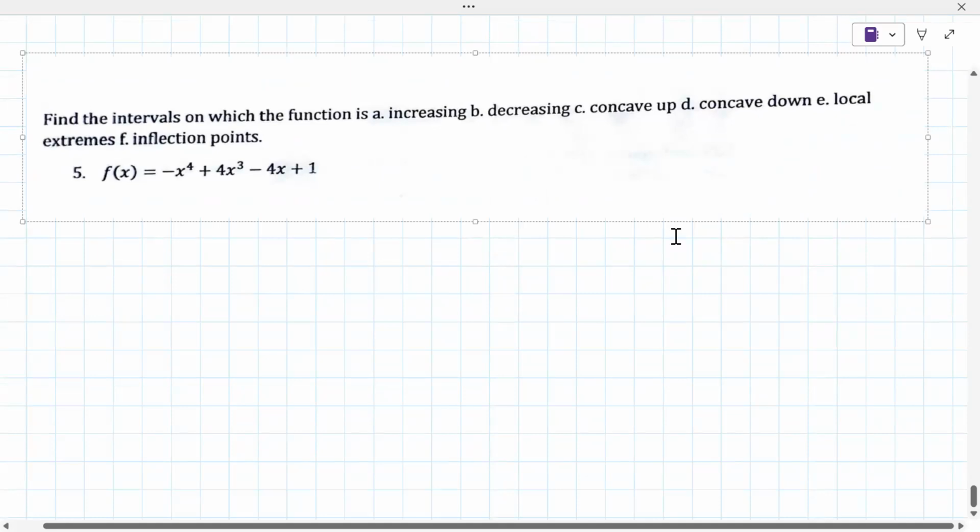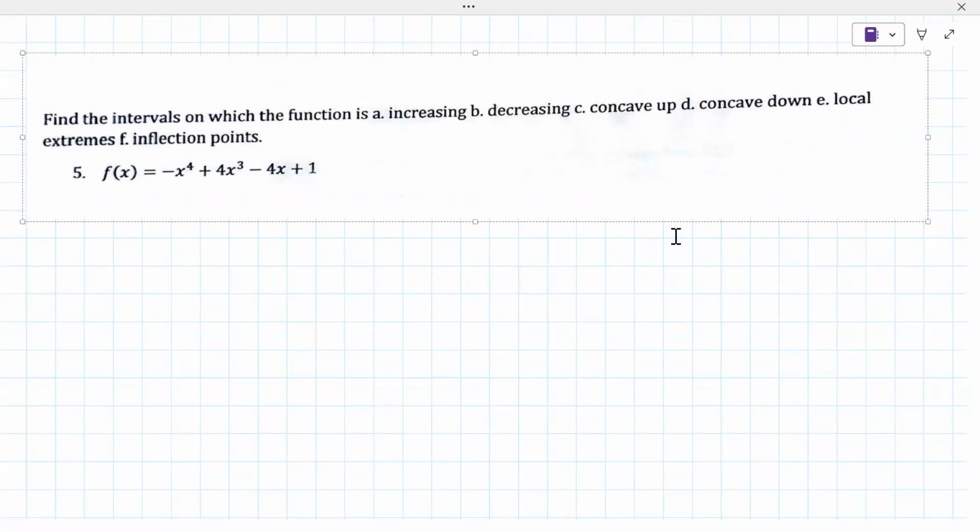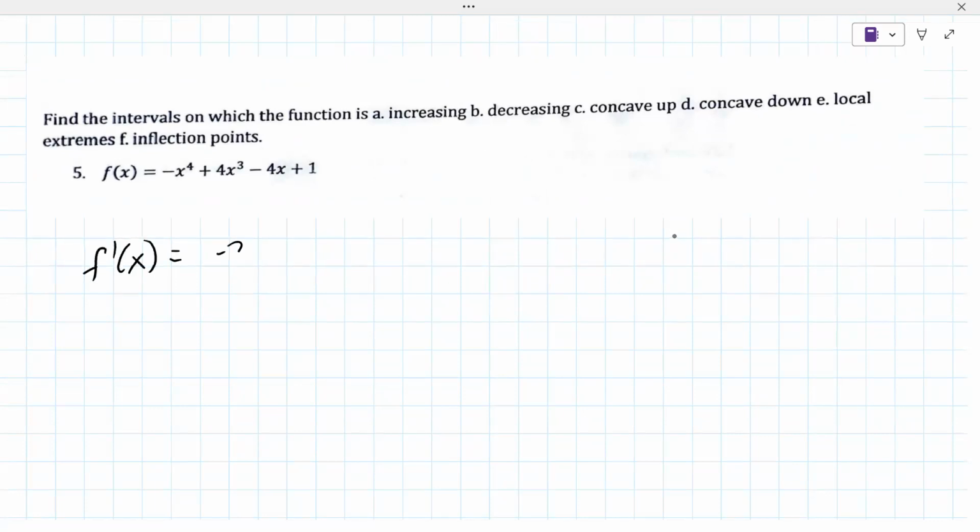Okay, find the intervals in which the function is increasing, decreasing, concave up, concave down, local extremes, and inflection points. Let's start by taking a derivative here. Minus 3x cubed plus 12x squared minus 4. Something about this doesn't look right. Are you sure this isn't like an x squared?